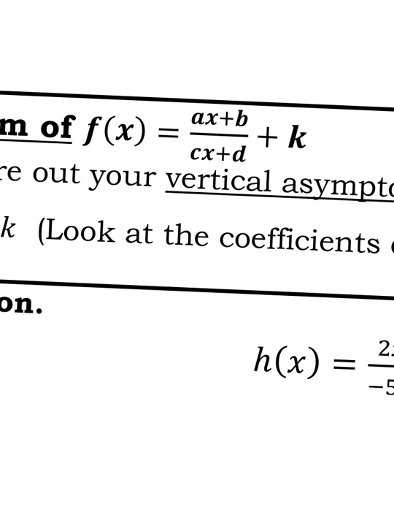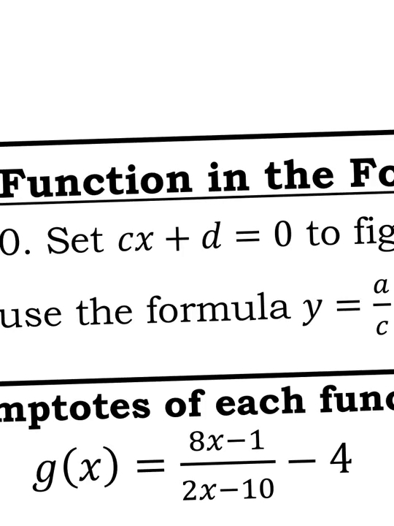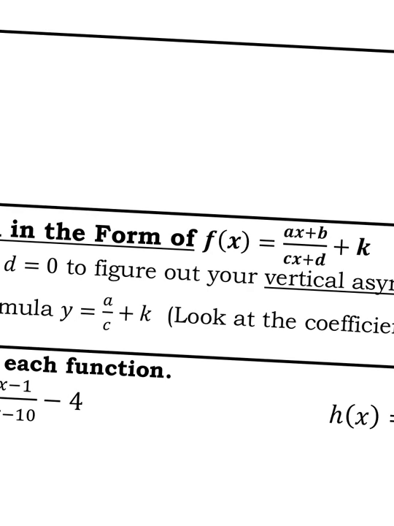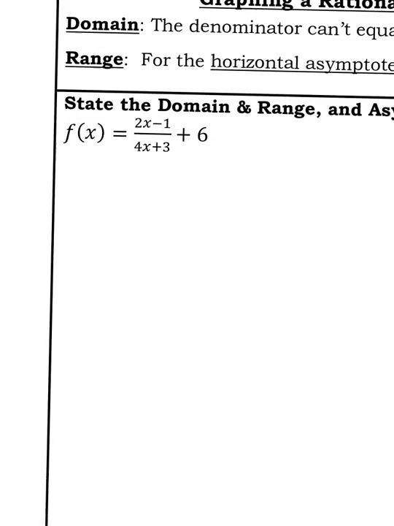So in this section, what do you do if there's an x on top and on bottom, and there's a number adding or subtracting on the side? The key is to continue to set the denominator equal to 0 to figure out your domain. For the range part, just take the a over c and then combine it with the k. So let's see what that'll look like in these 3 examples here.